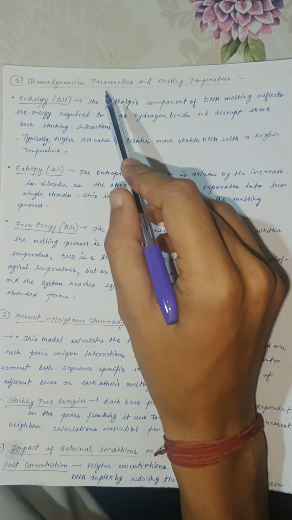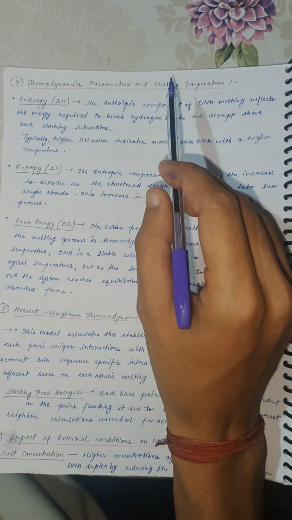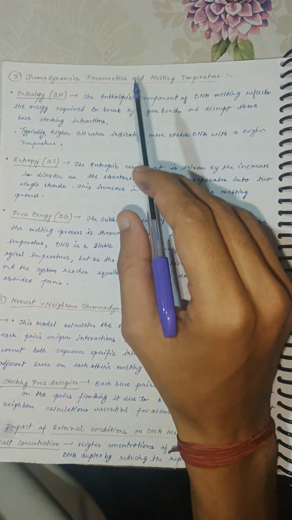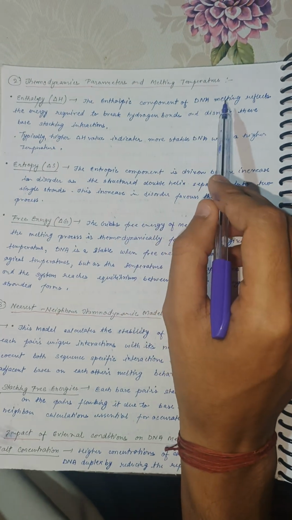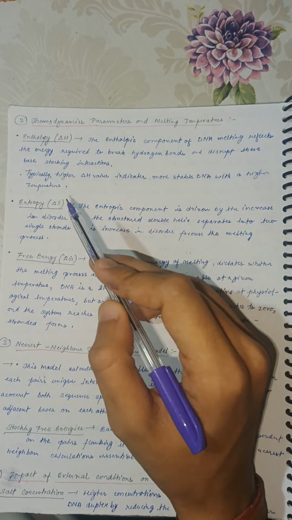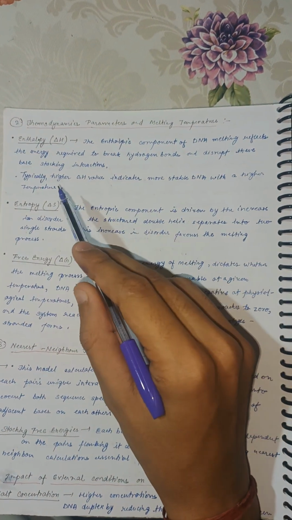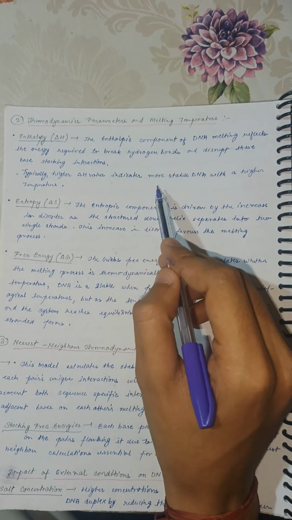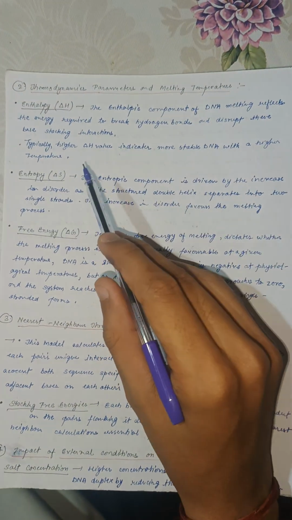Second is thermodynamic parameters and melting temperature. First one is enthalpy. The enthalpic component of DNA melting reflects the energy required to break hydrogen bonds and disrupt base stacking interactions. Typically, a higher enthalpy value indicates more stable DNA with a higher melting temperature.